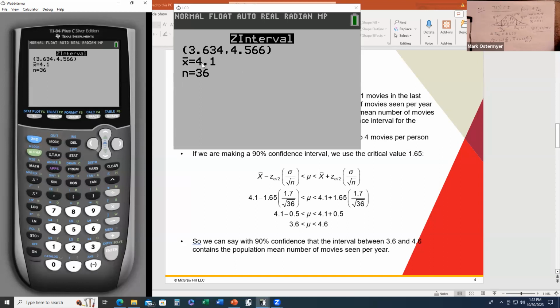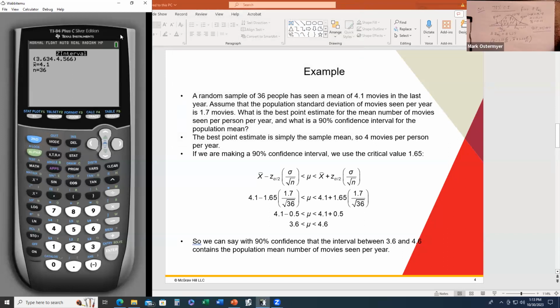And that's it. We're 90% confident that our unknown population mean, or average number of movies taken in by all of the people in our population, which could number in the millions, is between 3.634 movies and 4.566 movies on average per year. Okay, and we're 90% confident in saying that mu is actually in this interval. Make sense? Okay, all right, so that's how you build confidence intervals.